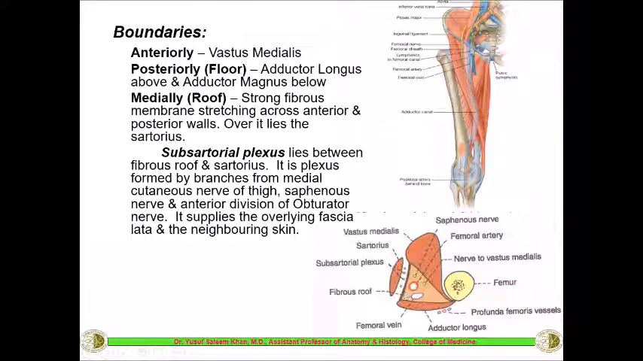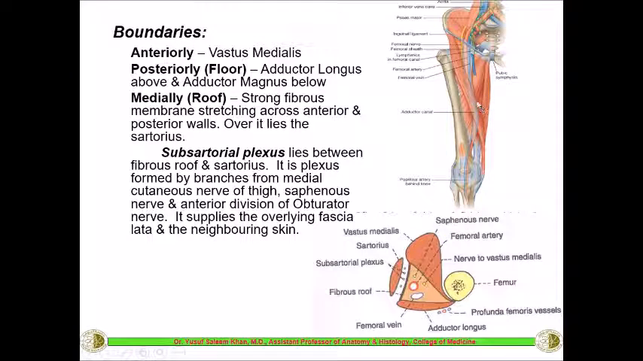So what is the subsartorial plexus? This subsartorial plexus lies between the fibrous roof and sartorius, and it is a plexus formed by branches from the medial cutaneous nerve of thigh, the saphenous nerve, as well as the anterior division of the obturator nerve. So these three nerves will be forming a plexus that is called the subsartorial plexus. It supplies the overlying fascia lata as well as the neighboring skin. So this is the plexus which is present between the sartorius and the strong fibrous membrane. So this is the roof of this triangle.